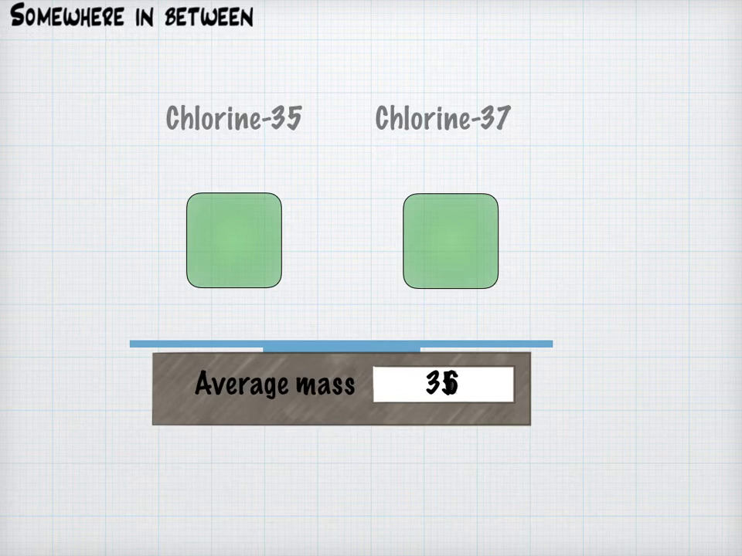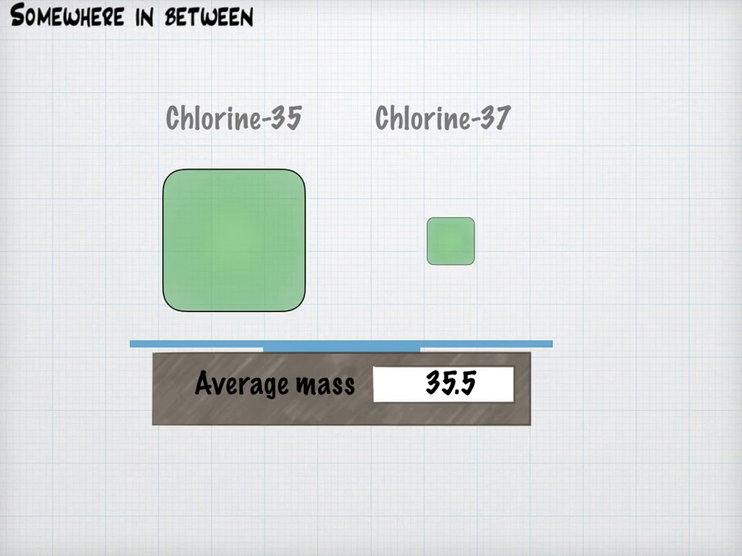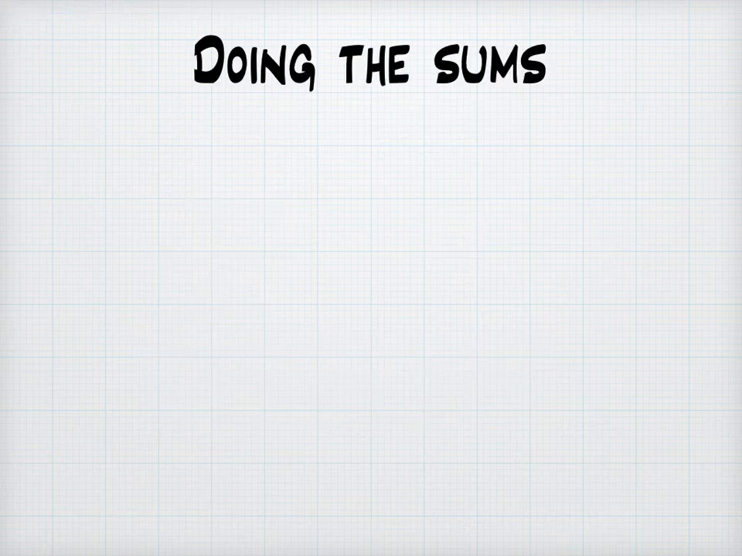In reality, the average turns out to be 35.5, and that means there must be more chlorine-35 than chlorine-37 because the average is closer to 35. And in fact, it comes out to about 3 to 1. 3/4 of all chlorine atoms have a mass of 35 and 1/4 have a mass of 37. But let's see how we do this actually doing the sums.